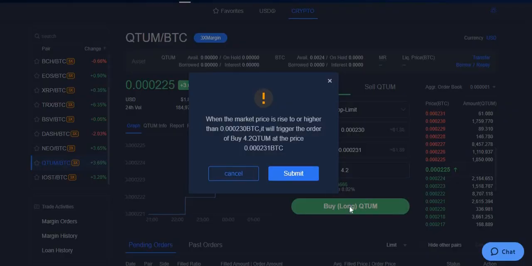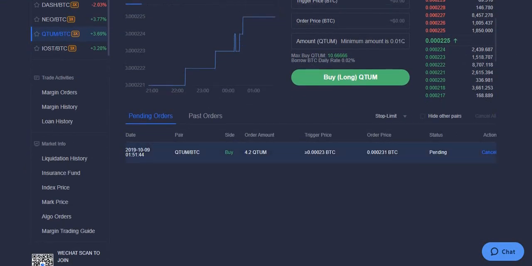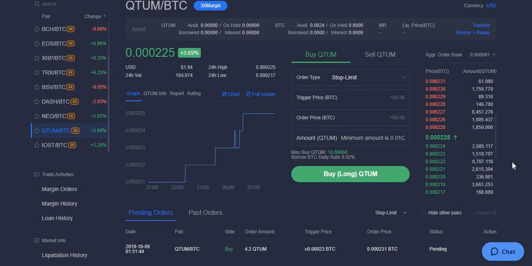So now once you click on buy long Qtum, it will tell you when the market price is raised to or higher than 0.000230 BTC, it will trigger the order to buy 4.2 Qtum at the price of 0.00231. So you submit and you see your order down here. So these are the best way to trade so as not to get dumped at.